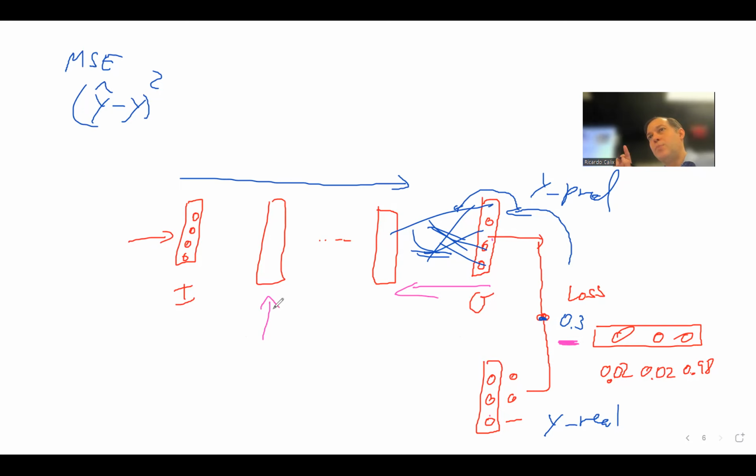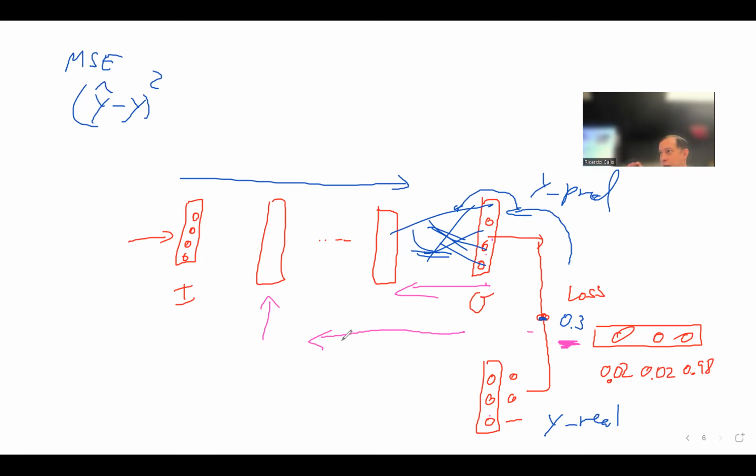The only place where you have information initially is here, because you compare the predicted to the real, take that difference based on some loss function, and let's say it gives you 0.3. So it's called backpropagation because this data needs to now backpropagate to all the layers, but it doesn't do it instantly.